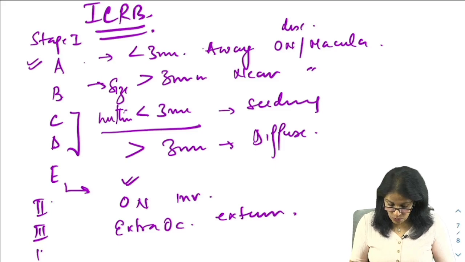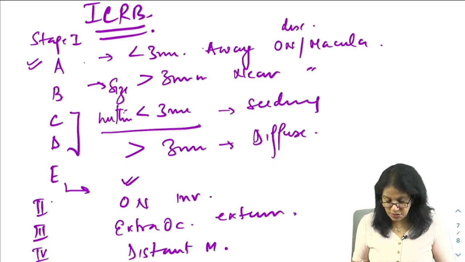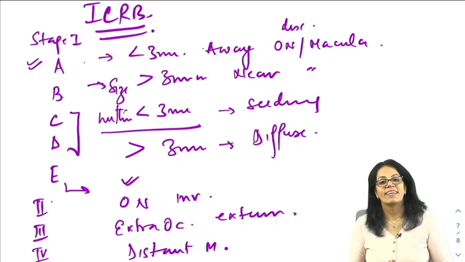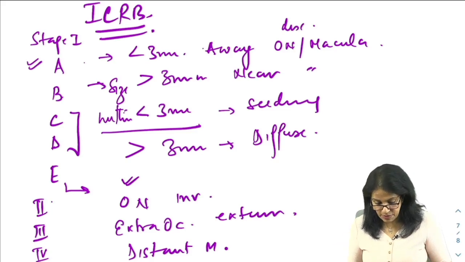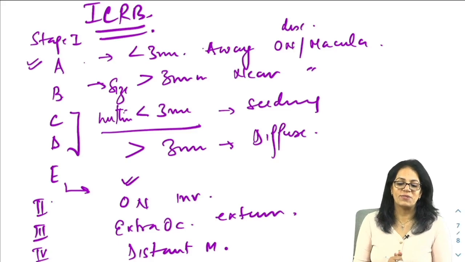And in stage 4, it is distant metastasis. And for distant metastasis, we have to just go for palliative therapy. So you go for a palliative therapy. That's how you manage retinoblastoma.